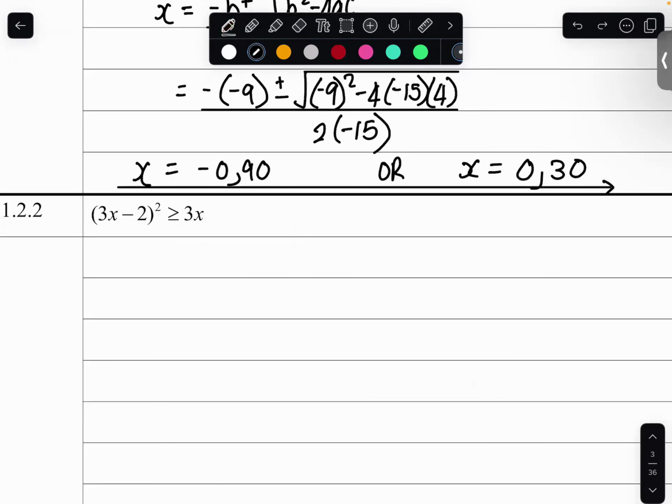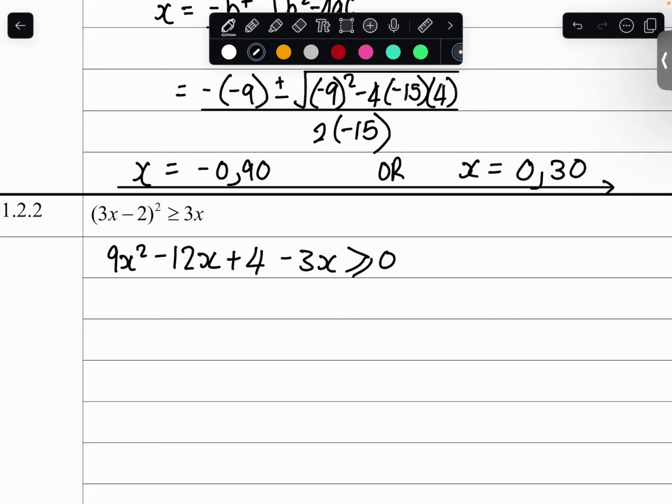Okay, next we have 3x minus 2 all squared. It's an inequality. You're going to get rid of the bracket first. First times first, first times last times 2, last times last. That's 9x squared, minus 12x plus 4. Bring that 3x over, it becomes minus 3x greater than or equal to 0. That gives me 9x squared minus 15x plus 4, greater than or equal to 0.